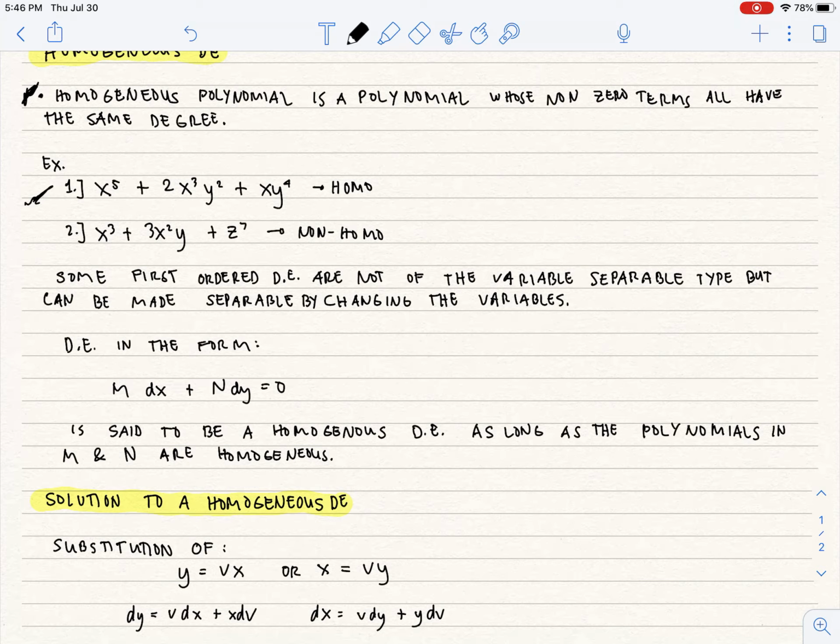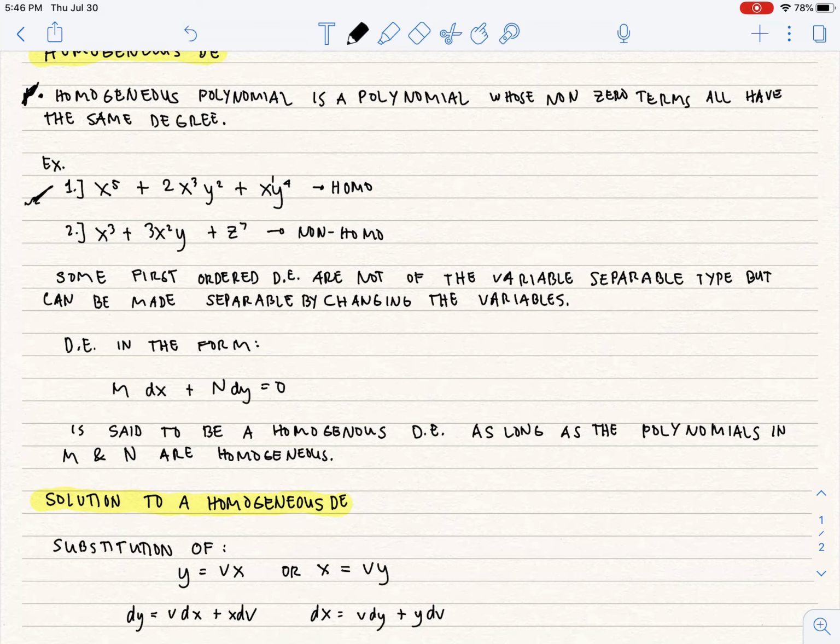Since naa siya tulo ka term, kanang tulo ka terms dapat the same ang degree. So for example, the first term, ang degree kay 5. The second term, 5 gyud pod ang degree, pero gihati lang siya na ang x kay 3 dira tapos ang y kay 2 dira. So 3 plus 2 is 5. Then diri sa ikatulo na term, ang x kay 1 dira tapos ang y kay 4 dira. So 1 plus 4 is 5. So therefore, example number 1 is a homogeneous polynomial.